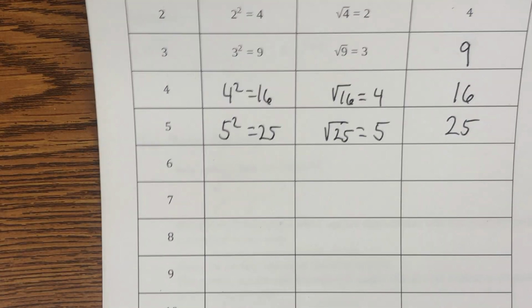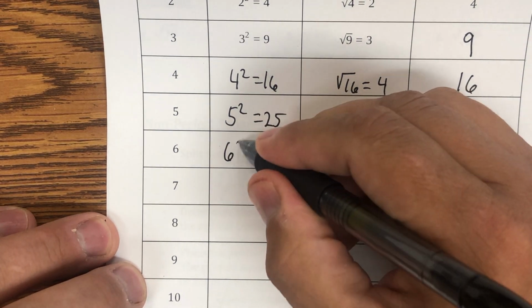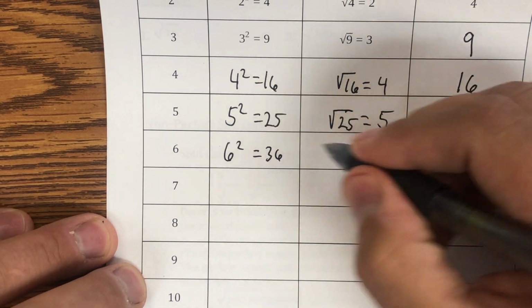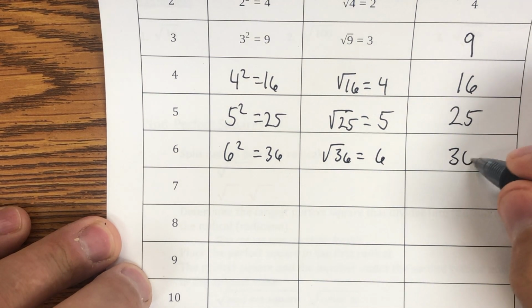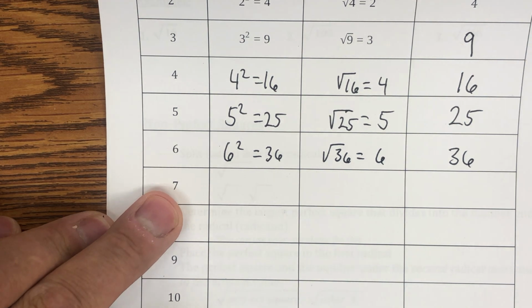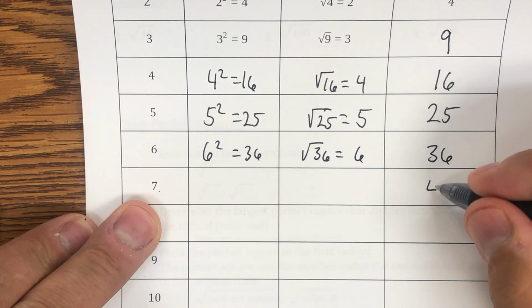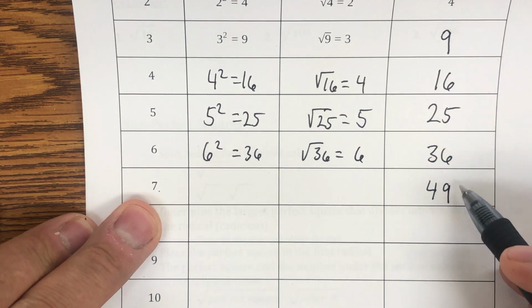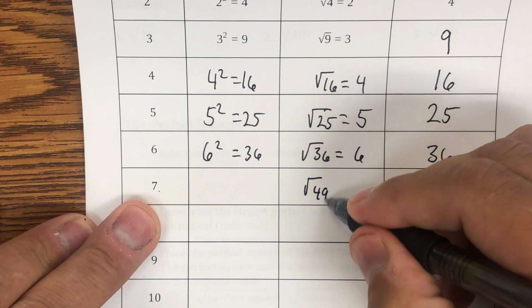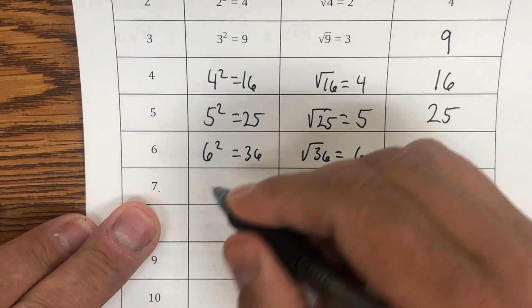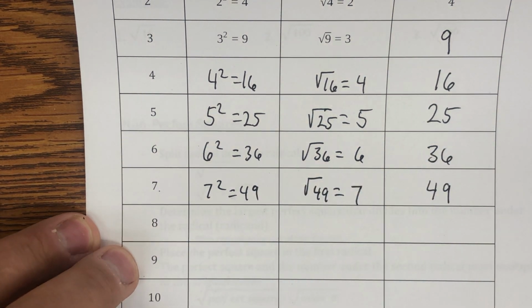As I work my way through this process throughout this whole chart, I'm going to pick up the pace a little bit now. 6 squared is 36. Square root of 36 is 6. So 36 is also a perfect square. Our next perfect square, well, if I take 7 squared, that would have to be 49. 49 is a perfect square because the square root of 49 is equal to 7. And so on and so forth throughout the rest of our numbers.